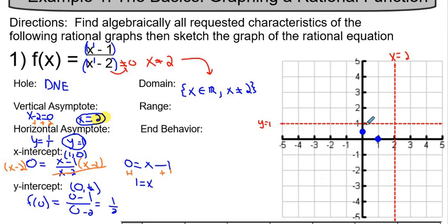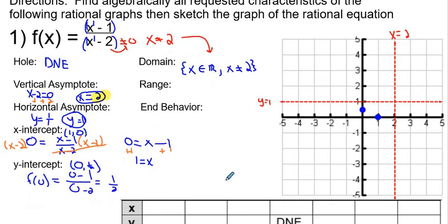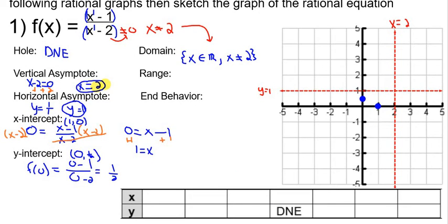And the bottom line is we just don't quite have enough to graph yet. So what most teachers do is they have the students make a chart. The chart is an organizational tool. So we're going to put what we know centered around always the vertical asymptote.